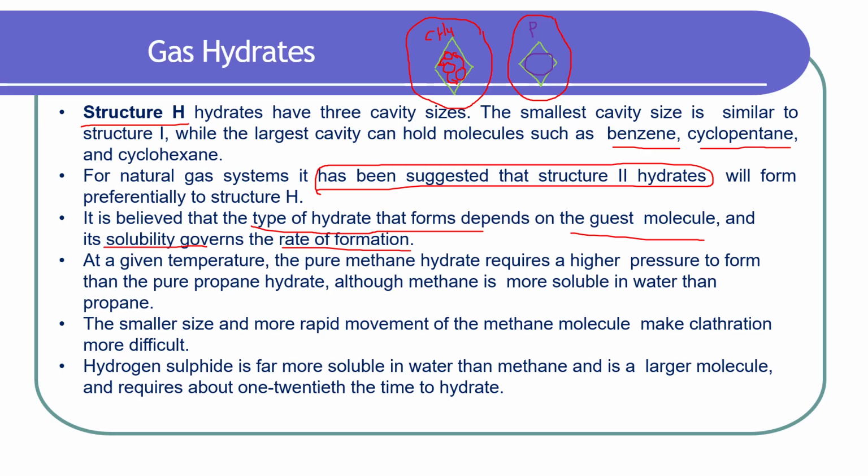Another thing to keep in mind is about hydrogen sulfide. Hydrogen sulfide is also highly soluble in water, more than methane, and it's a larger molecule than methane. This means that it will require less energy, or less pressure, to form the hydrate. So H2S will form the hydrate much faster than methane, or CH4.